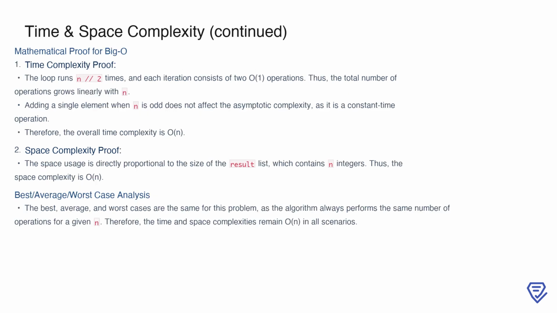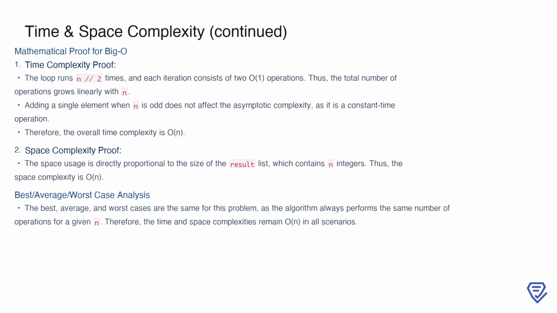To formally prove the big O complexity, let's revisit the key operations. For time complexity, the loop runs n/2 times, and each iteration involves two O(1) operations for appending integers. This leads to a total of O(n) operations. If n is odd, adding a single element outside the loop is a constant time operation and does not affect the asymptotic complexity. Therefore, the overall time complexity is O(n).